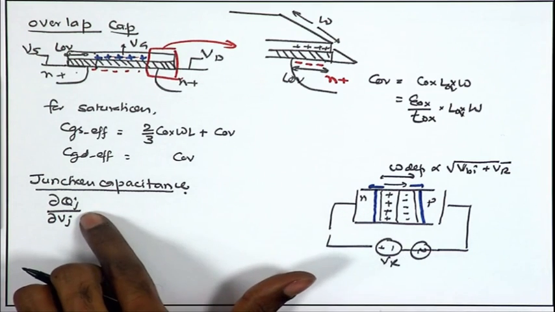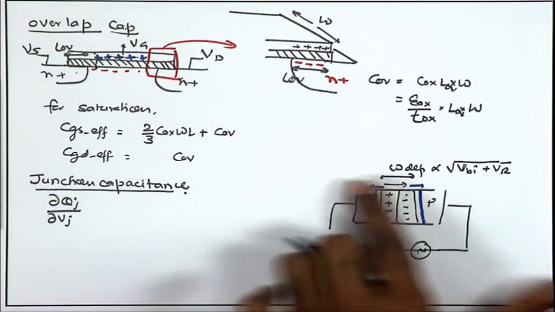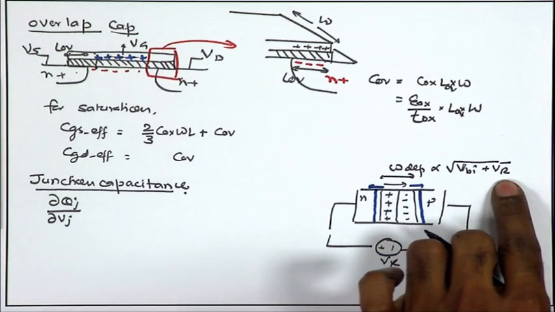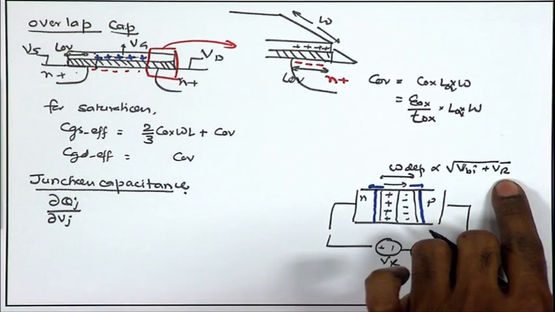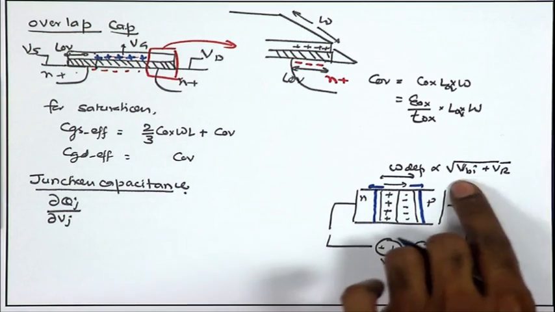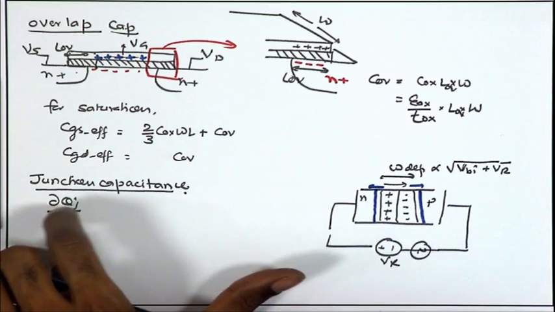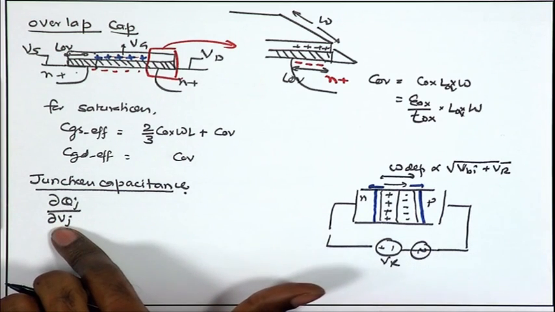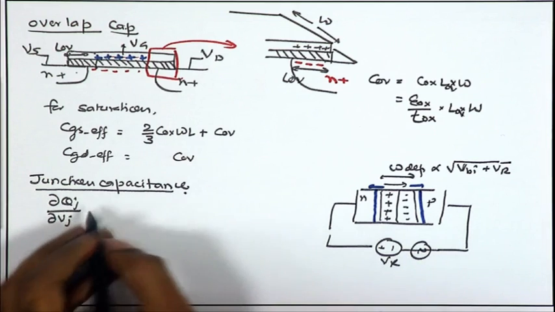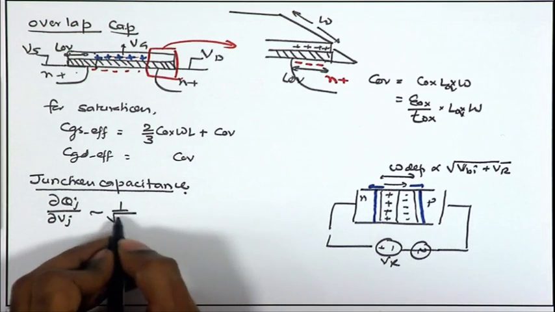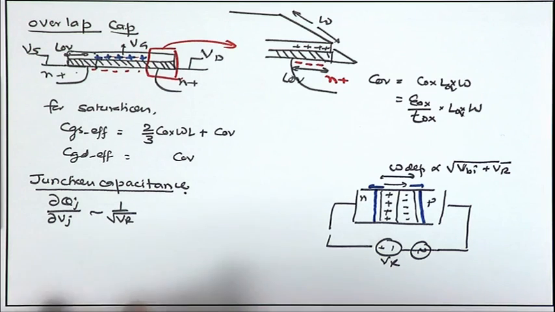So, in general, this can be a nonlinear relationship. As we see, the W depletion is dependent upon the root under VR, and likewise the total channel charge is going to depend upon root under VR. So, dq by dV is going to depend upon 1 upon root under VR. So, we can say this is going to be something like a root under VR relationship.